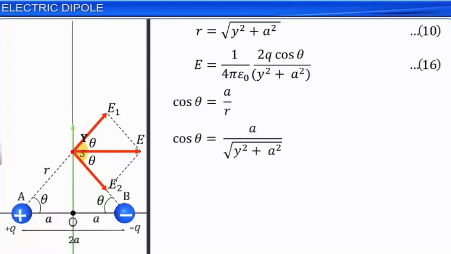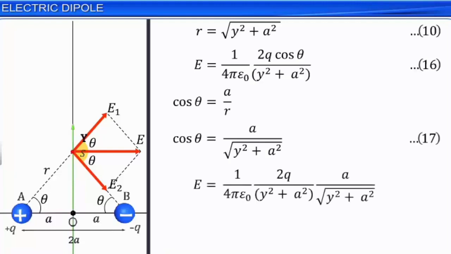Substituting equation 17 in equation 16 and simplifying, we get the equation for the magnitude of the resultant electric field strength E at point S. Since the dipole moment P is equal to 2aq, we get E is equal to 1 by 4 pi epsilon naught into P by y square plus a square whole power 3 by 2. Let this be equation 18. The direction of the electric field strength at the point S is opposite to that of the electric dipole moment and parallel to the axis of the dipole as discussed earlier.